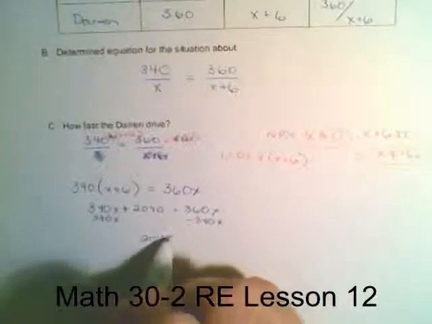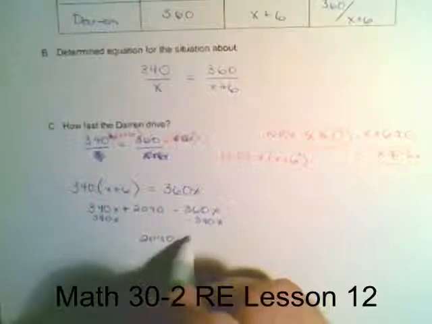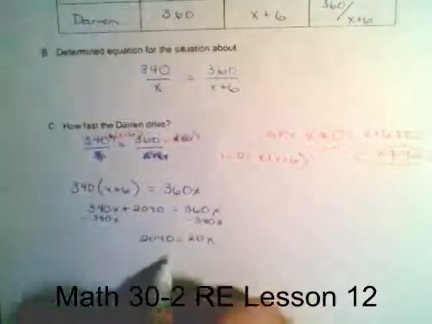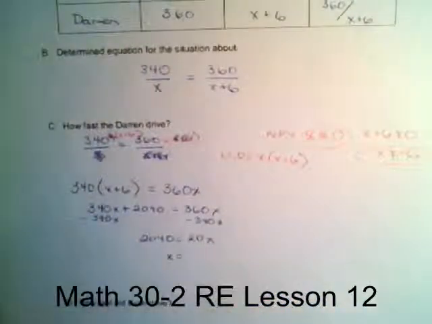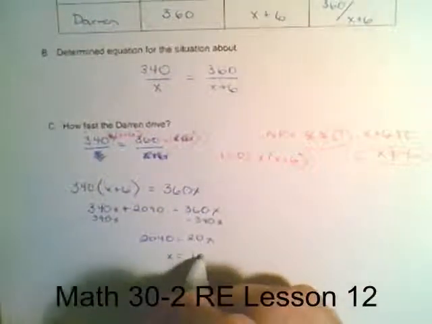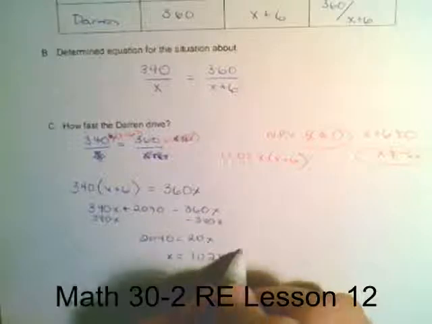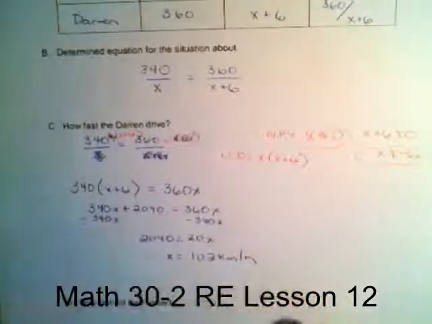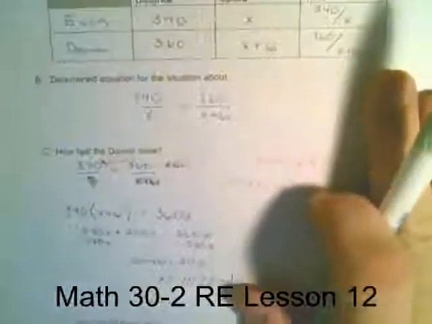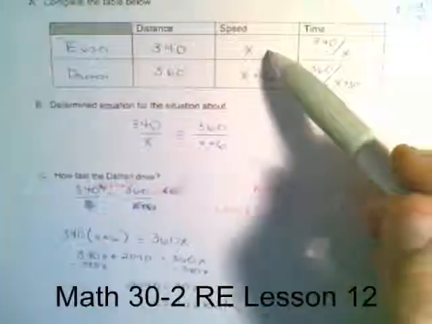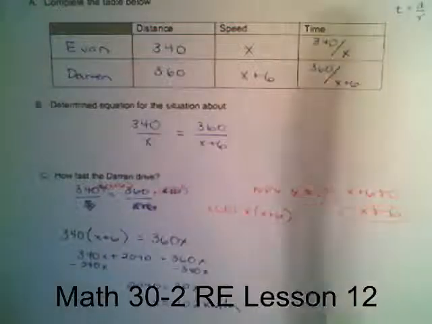So I'm going to subtract 340x. Whatever I do to one side, I have to do to the other. So I'm going to get 2040, 360 minus 340 is 20x. Divide by 20, and I'm going to get that x is 102 kilometers per hour.